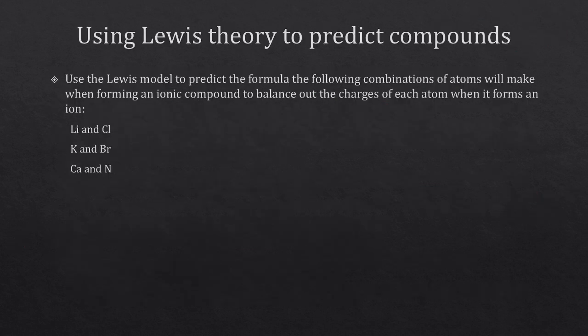So let's finish up this video by using Lewis theory to predict compounds and what those ratios will be. So I want you to try drawing a Lewis model for these. I'm going to do lithium and chlorine first, and then I'll let you do the other 2 examples. So lithium has 1 dot. Chlorine has 7 dots. So the easiest ratio is just to have one of these. 1 lithium and 1 chlorine lets that lithium transfer its electron here. So you end up with lithium with no dots and a chlorine with 8 dots.